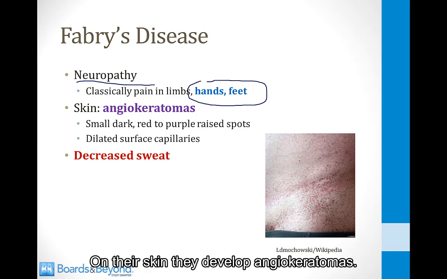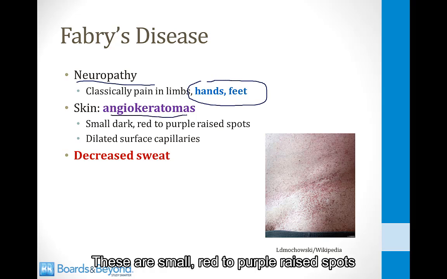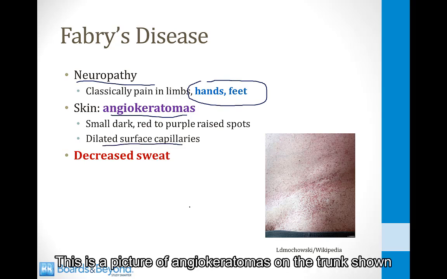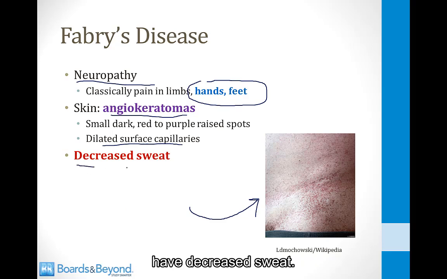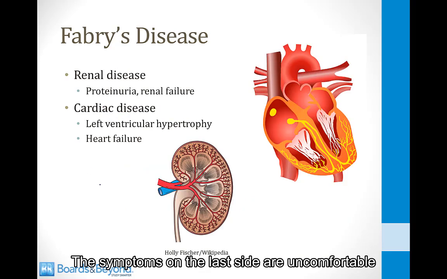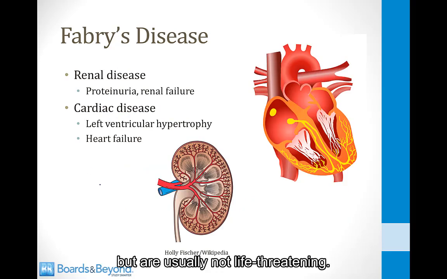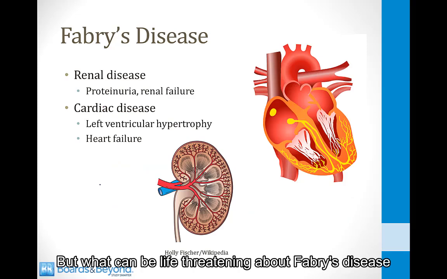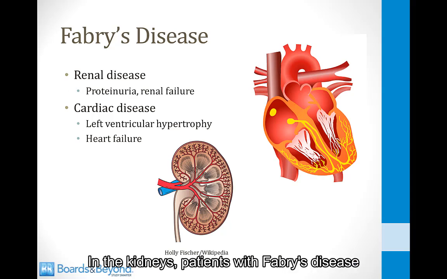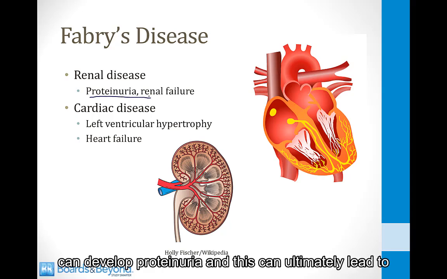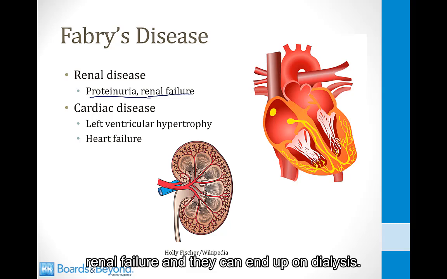On their skin, they develop angiokeratomas. These are small red to purple raised spots that come from dilated surface capillaries. This is a picture of angiokeratomas on the trunk shown on the screen here. And then finally, people with Fabry's disease have decreased sweat. The symptoms on the last slide are uncomfortable but are usually not life-threatening. But what can be life-threatening about Fabry's disease is when it begins to involve the kidneys and the heart. In the kidneys, patients with Fabry's disease can develop proteinuria, and this can ultimately lead to renal failure, and they can end up on dialysis.